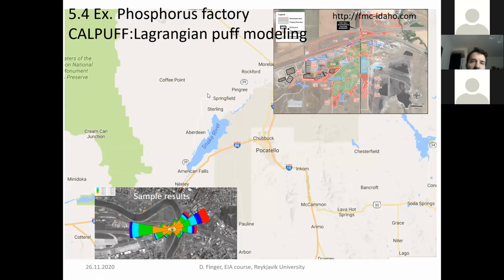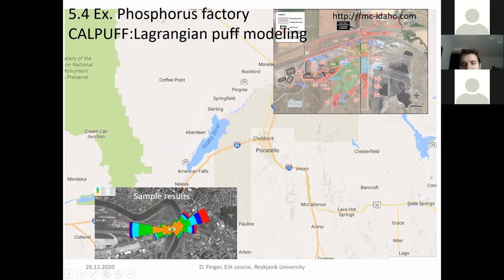Here is an example from a project I have been working on myself in the United States, where we looked at a phosphorus plant close to Pocatello, and where we simulated the emissions from the phosphorus plant into residential areas under specific meteorological conditions. The reason why you want to do simulations is because you want to simulate the worst case. So if you have a factory that you build close to a residential area, you want to try to predict what can happen if the wind blows all the emissions directly into the residential areas.